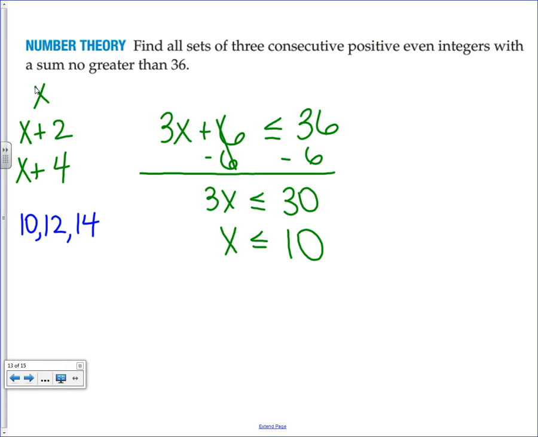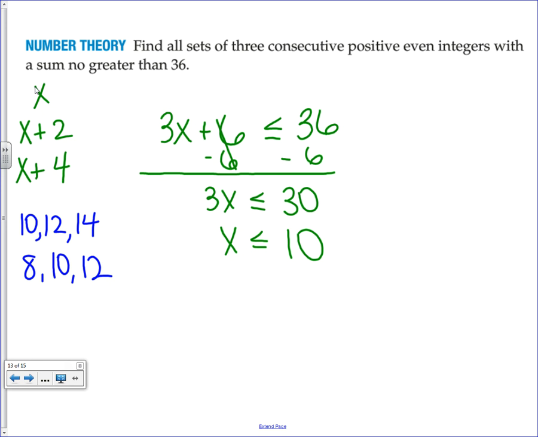It says x has to be less than or equal to 10. 8 would be the next one, wouldn't it? Because they have to be even, don't they? So if this is 8, what's this one? And what's this one? 12. Do you guys see how 8 plus 2 is 10? And 8 plus 4 is 12, right?